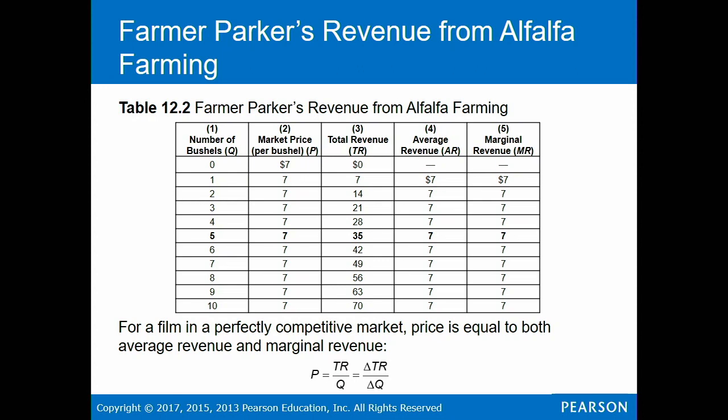The total revenue, when there are 0 bushels being sold, is going to be 0. They're not bringing anything in. But then as we go on, we add $7 each time for each unit being sold. Our average revenue is going to be $7. For instance, when we're producing 5 bushels of wheat, the total revenue is $35. So the $35 of total revenue divided by the 5 bushels is going to equal 7, in this case the same as the market price.